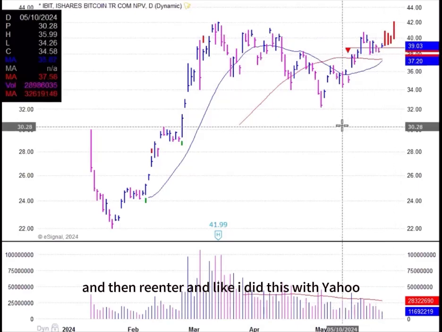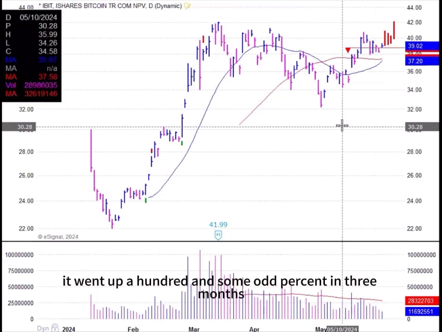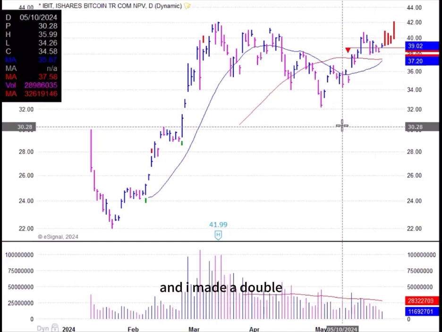I did this with Yahoo back in 1997, like 8 times. The first time it went up 100 and some odd percent in 3 months, and I made a double. The next time it went up like 60, the next time like 30, and then another time like 40.